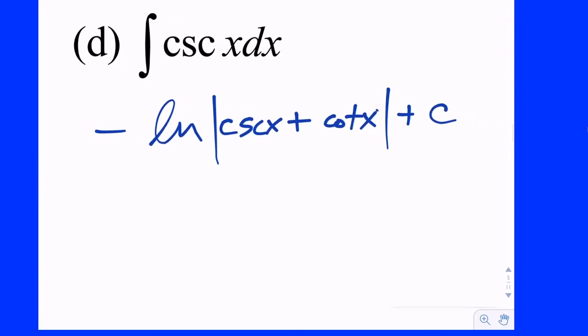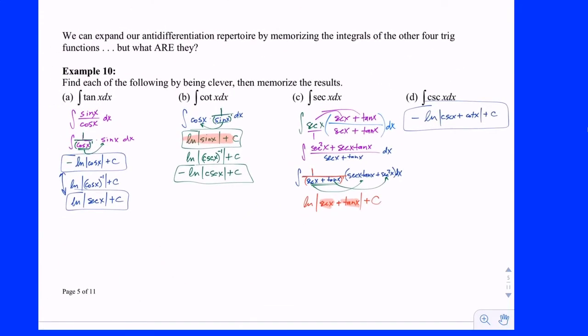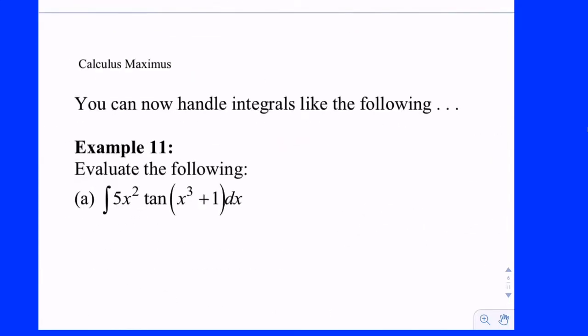Okay? So, believe it or not, it does help. The derivative of cosecant is negative cosecant cotangent, so is the antiderivative, but for those modifications that you have to make. Fits the same pattern, pretty much, more or less, kind of. All right? So memorize those. Okay, cool. So now we can handle integrals that look like this.